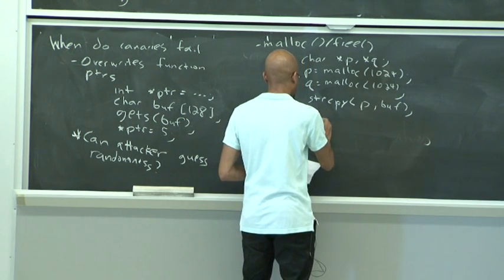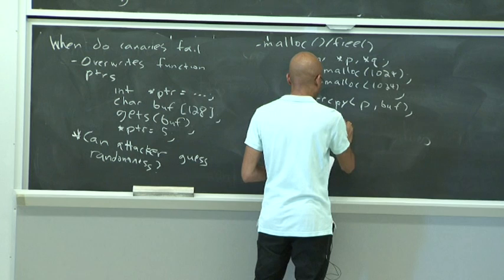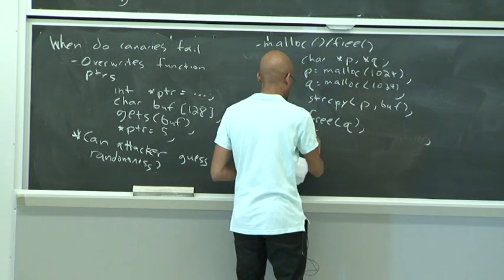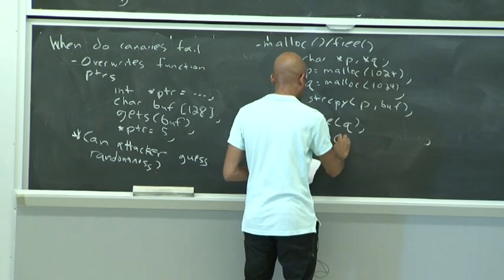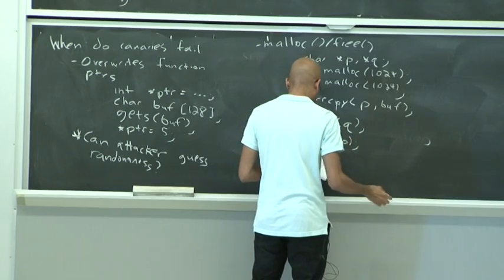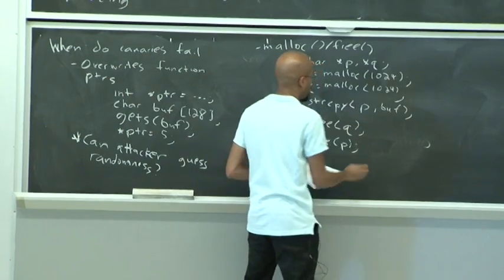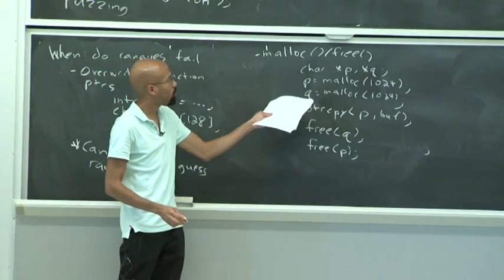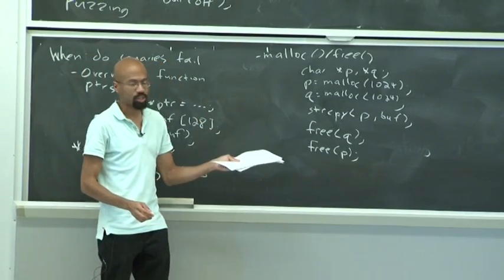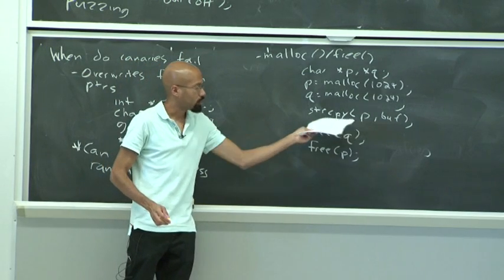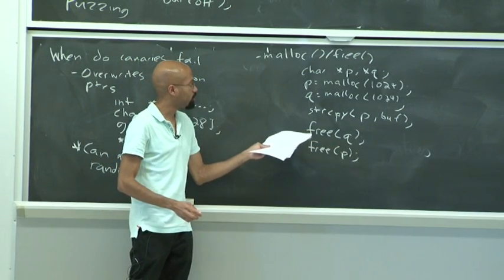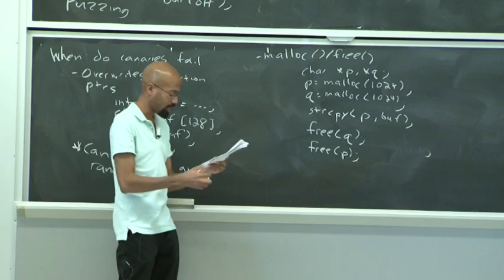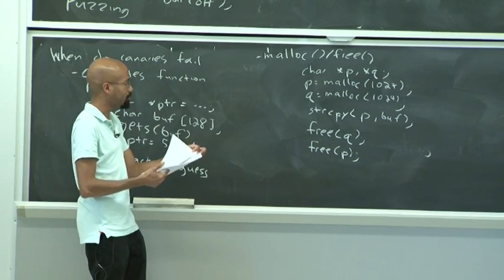And then let's say that we free Q. And then let's say that we free P. Okay, so it's fairly straightforward code, right? Two pointers, we malloc some memory for each one of them. We use one of these unsafe functions, the buffer overflow happens, and we free Q and we free P.